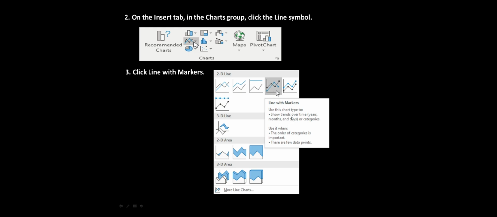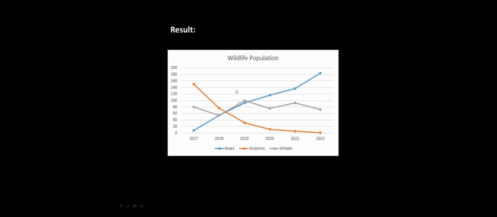Here you can show the trend over time, years, months and days, and it can be used when the order of the categories is very, very important. Now here, this is what the result is. You can get a line scatter chart.